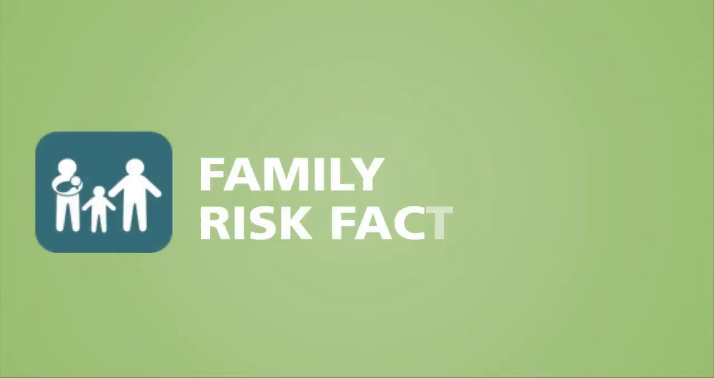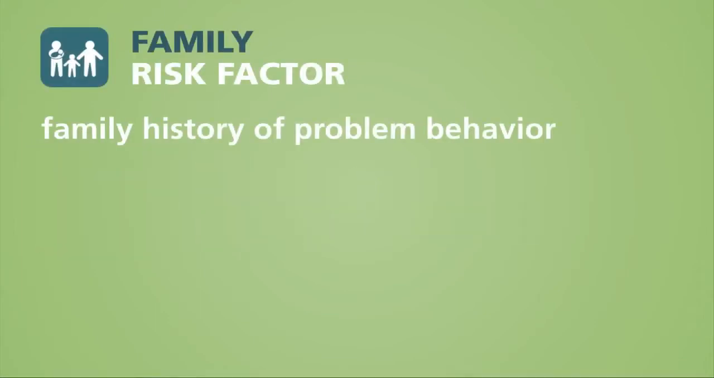To tell you about risk factors in the family and school. Children spend a lot of time in their families and in school, and much of that time is promoting their positive and successful development. But there are things in families and in school experiences that can contribute to risk for health and behavior problems. The first of these is a family history of problem behavior.